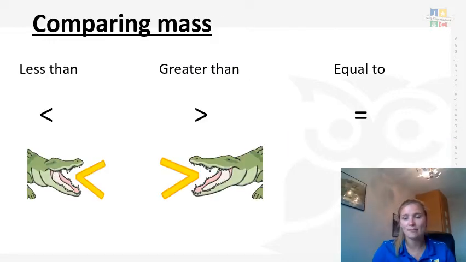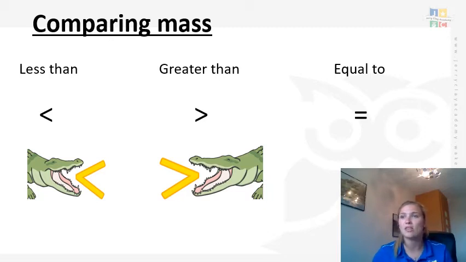So when we're comparing mass or comparing anything, numbers, capacities, measurements, we use our less than, greater than and equal to sign. So we should all be familiar with this because we've done lots on this before. Now remember, the crocodile will eat the bigger piece. So obviously if it's less than, it's going to eat the bigger piece.